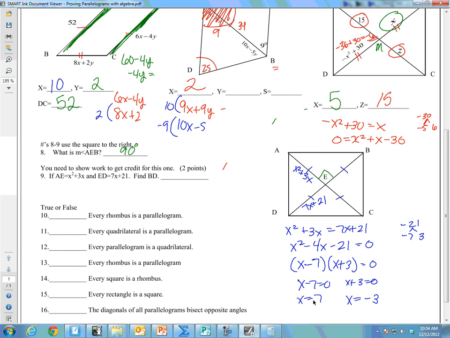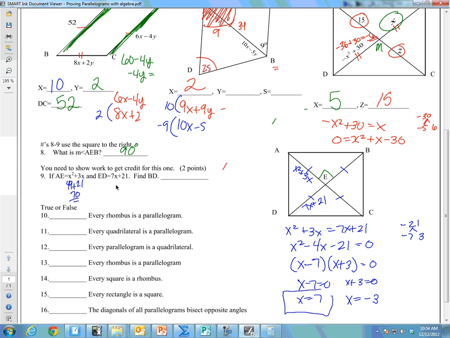Now we've got to think about two answers again. Which one works? Well, if I plug in 7, I'll get x squared, which is 49, plus 3 times 7, which is 21, so I'll get 70. And that works. AE is 70, I don't have a problem with that. Over here, 7 times 7 is 49 again, plus 21 is 70. So 70 is a positive distance, so the answer of x equals 7 works.